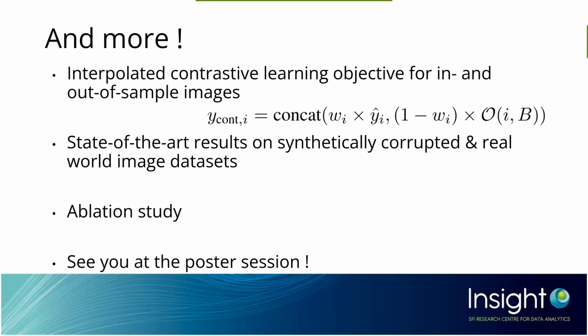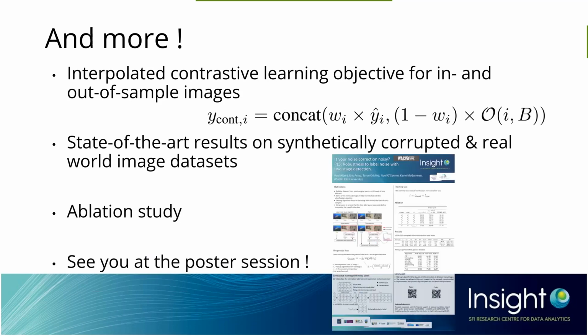Specifically, we propose a contrastive objective that we use to regularize the classification objective, which is an interpolation between supervised contrastive and unsupervised contrastive, the unsupervised contrastive being used for the out-of-sample images. We have state-of-the-art results on various datasets. We also have an ablation study if you're interested in seeing the importance of every component.